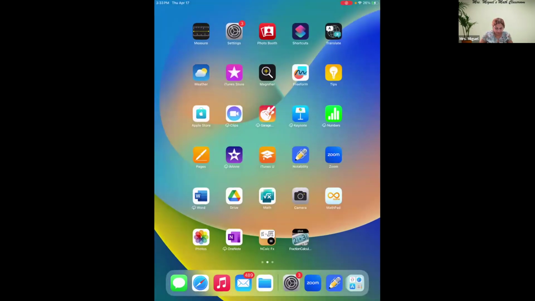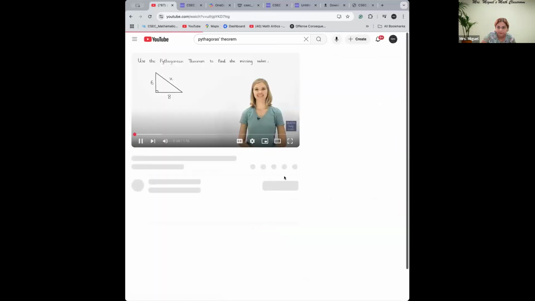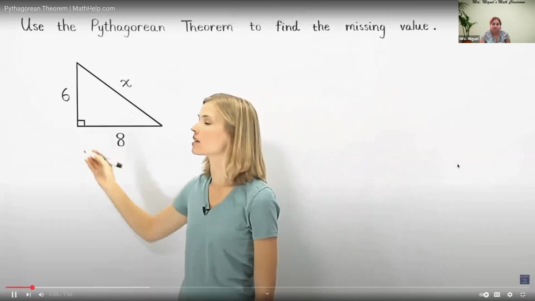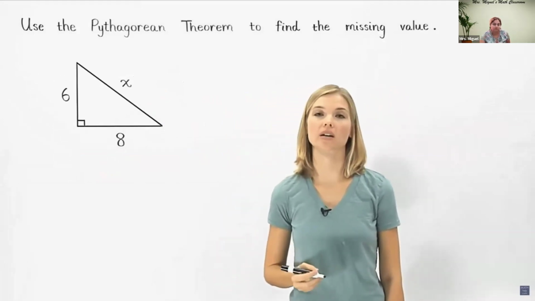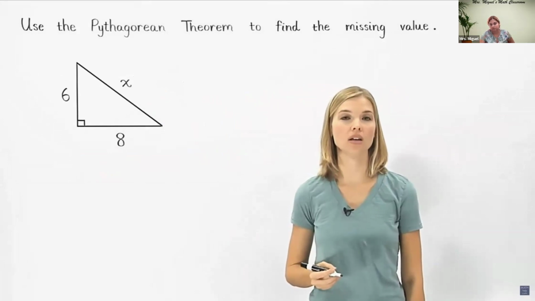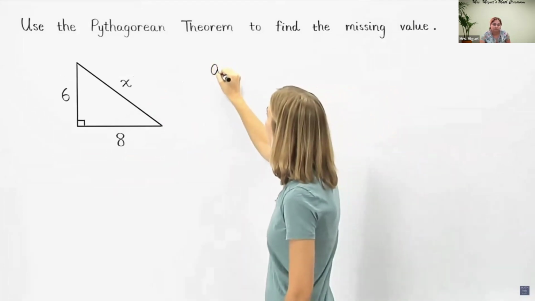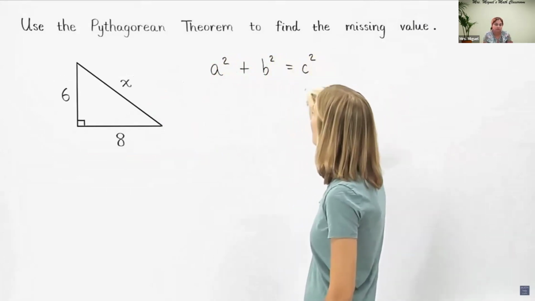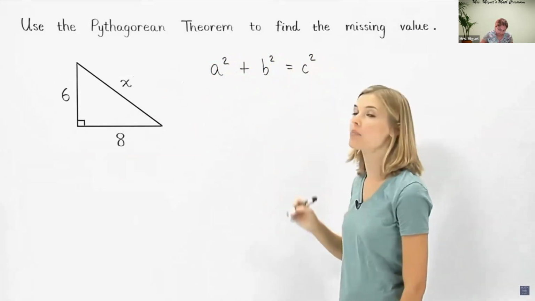So in a nutshell, very quickly, let us look at the application of Pythagoras' theorem. To find the value of x in this example, notice that we have a right triangle, so we can use the Pythagorean theorem. The Pythagorean theorem states that the sum of the squares of the lengths of the legs of a right triangle is equal to the square of the length of the hypotenuse, or a squared plus b squared equals c squared, where a and b are the lengths of the legs of the right triangle and c is the length of the hypotenuse.